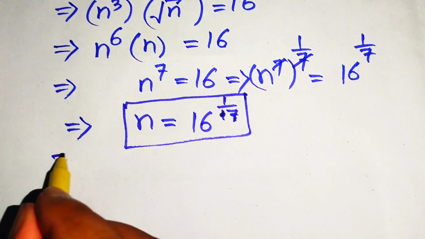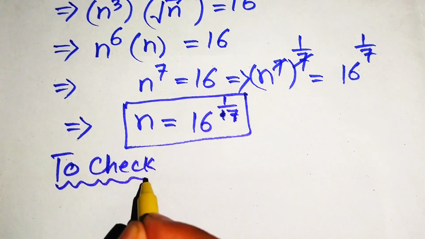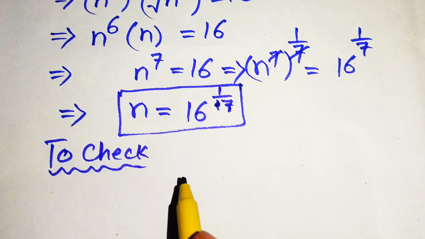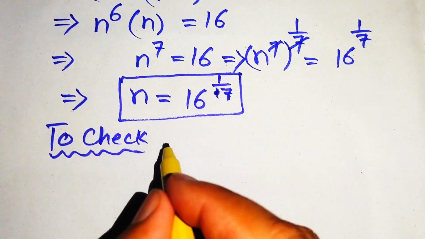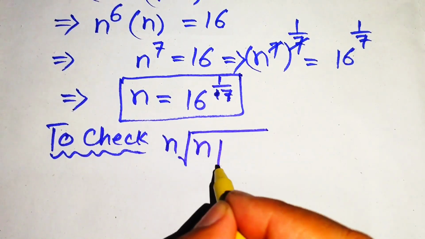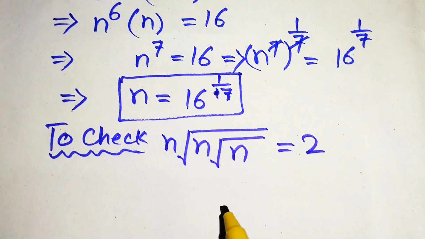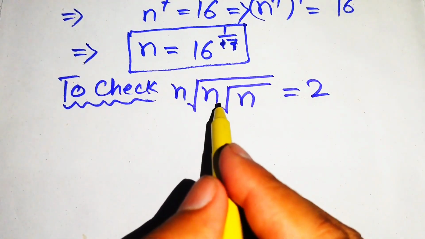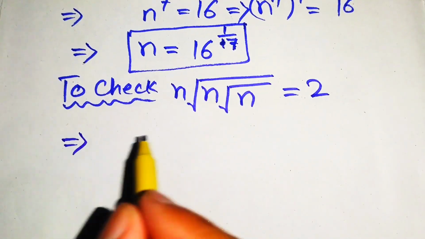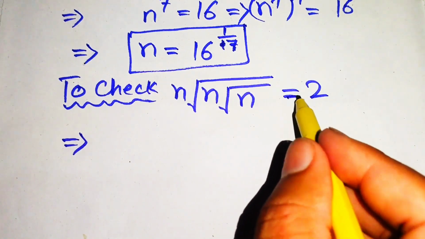Now we check this solution, whether this value of n satisfies our given question or not. First we copy down the question statement: it is n times the square root of n, and the square root of n equals 2. Now we substitute the value of n here and check whether both sides have equal value or not.